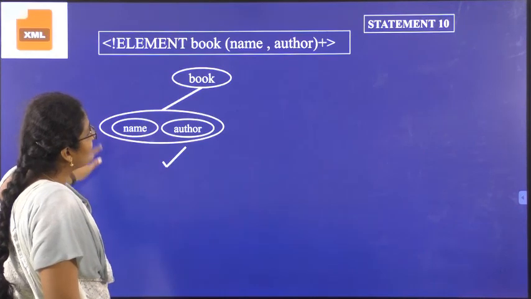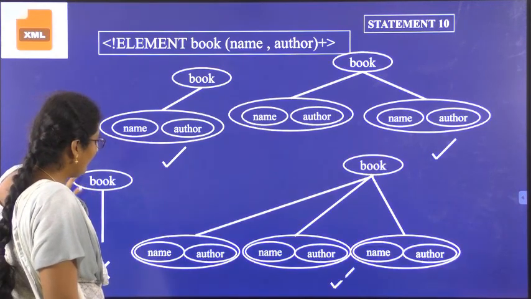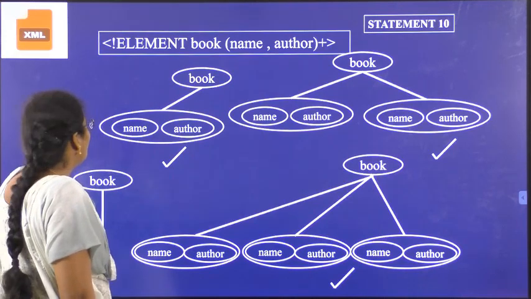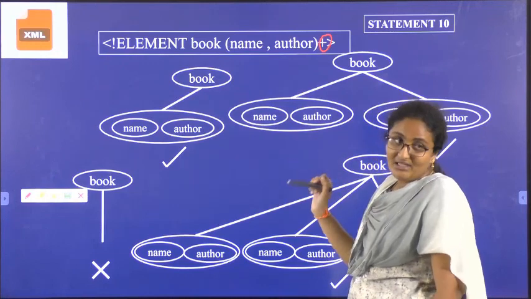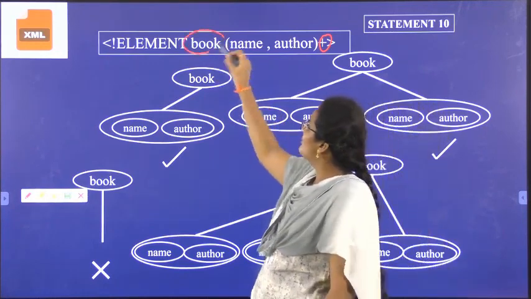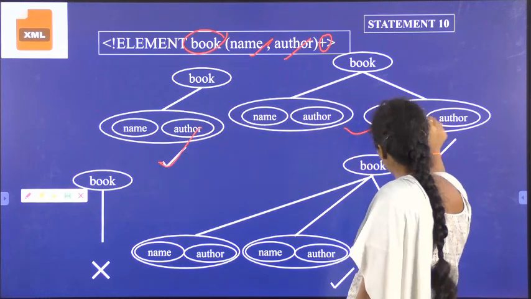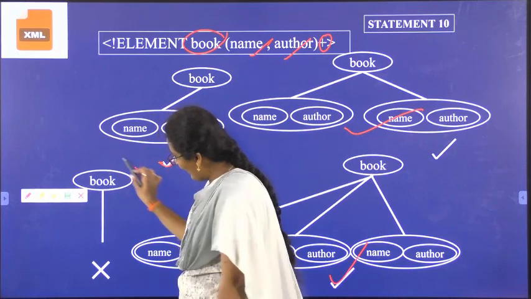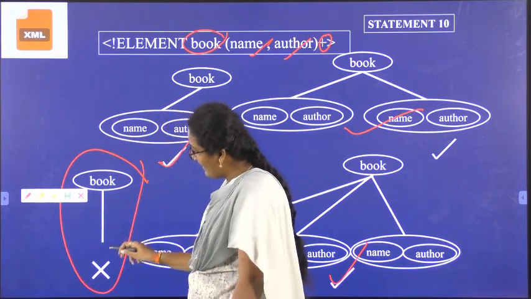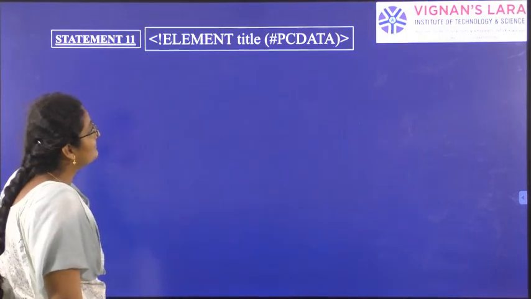So finally, the plus symbol means at least once it should appear. What is the meaning of the plus symbol? At least once the parameter should appear. So the element is book, parameters are name and author. If at least once they appear, all the representations are correct. If it does not appear even once, that representation is wrong. So this is the plus symbol.